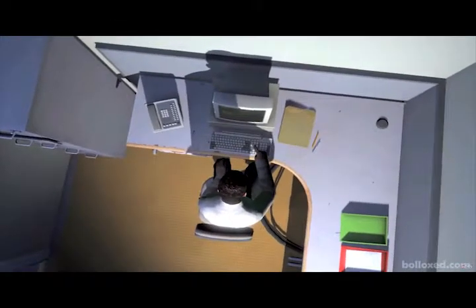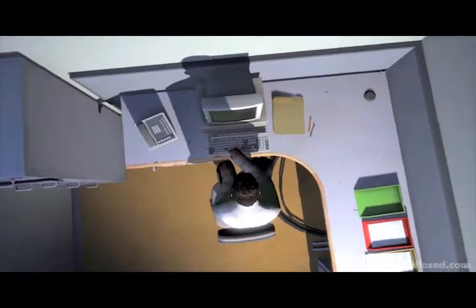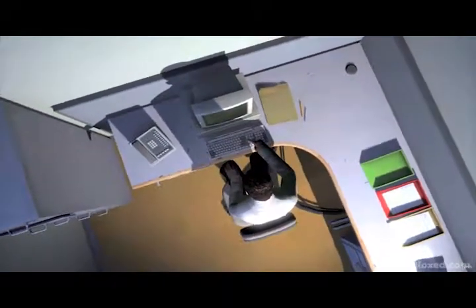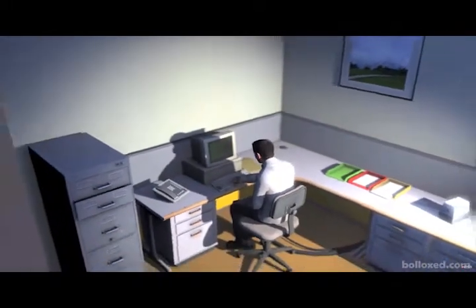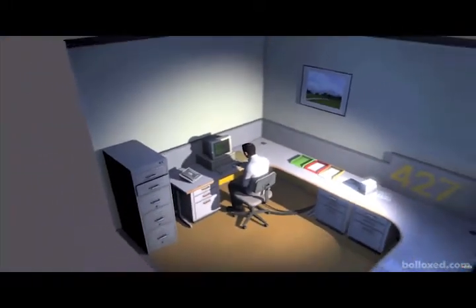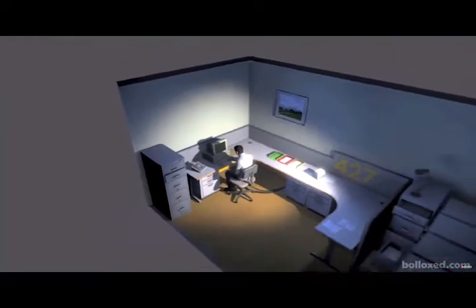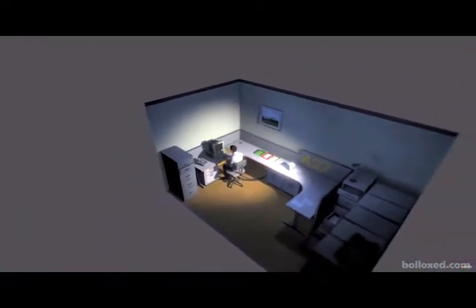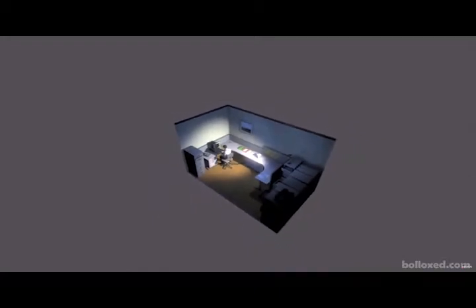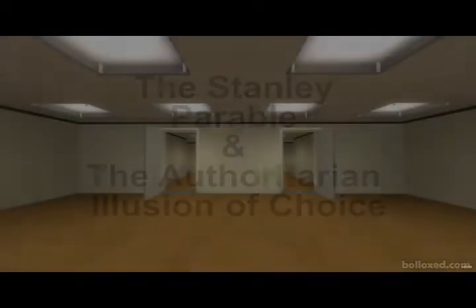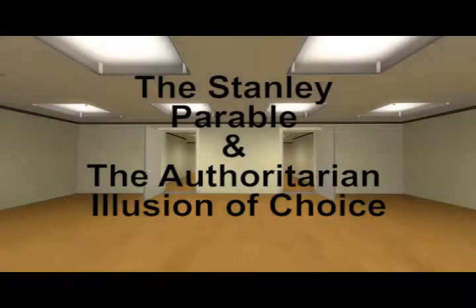Many people might answer that they were impressed and engaged by the choices embedded in the plot that led to one of over 20 absurd and often funny endings. But what exactly did these choices do? Do they really give the player autonomy, or just the sense of it? This is the Stanley Parable and the Authoritarian illusion of choice.